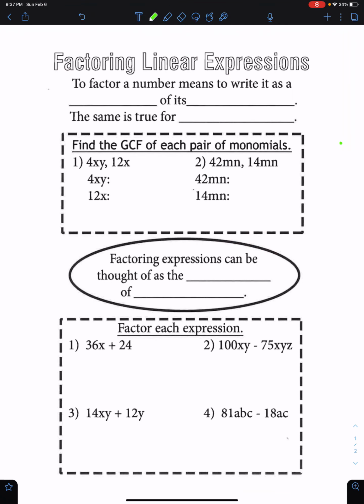All right, today we're going to be talking about factoring linear expressions. You guys have heard of the word factor before when you've talked about things like prime factorization and greatest common factor. When you factor a number, it means that you're writing it as a product of its factors.